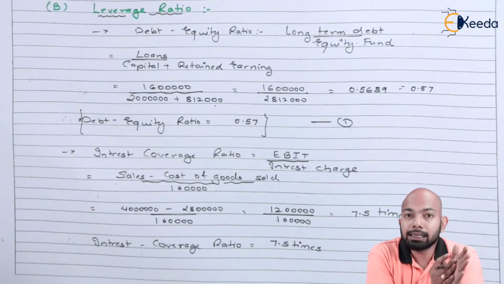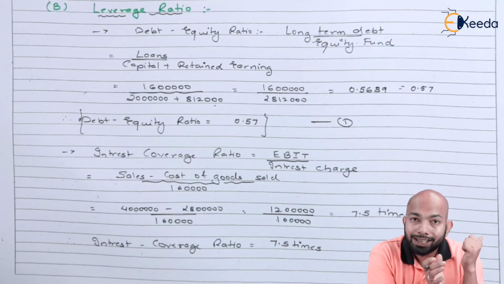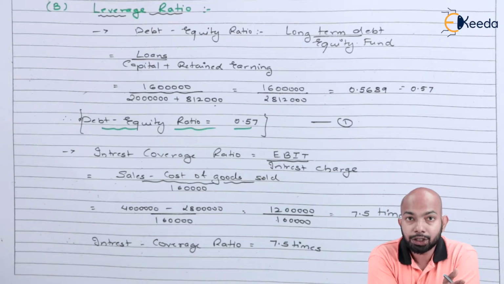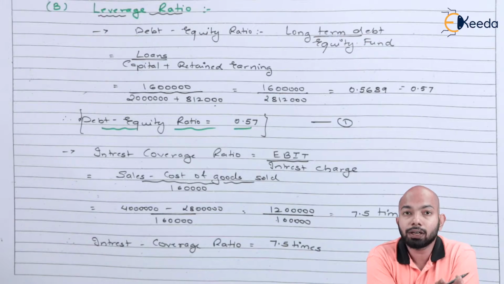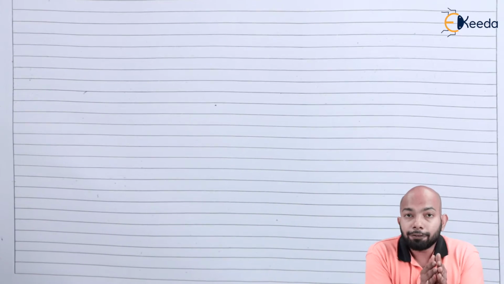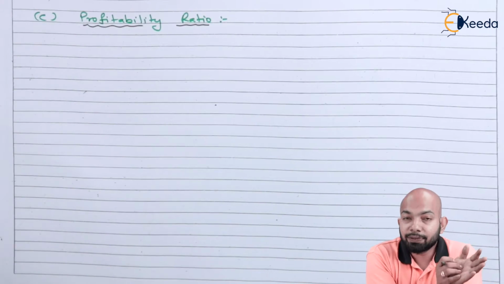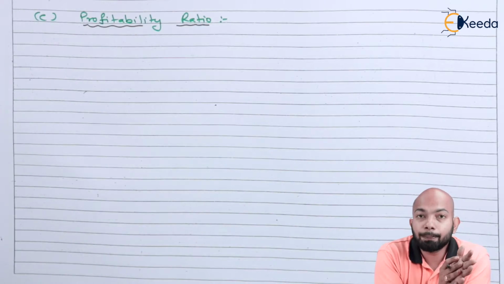That is the interest coverage ratio, and with this we conclude the leverage ratio that we have covered here. Debt equity ratio of 0.57 has been covered under leverage, and the interest coverage ratio of 7.5 times has also been covered under leverage ratio. Now after this we'll start off with the profitability ratio.